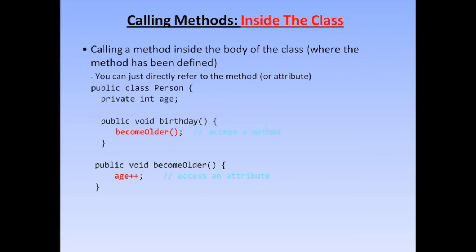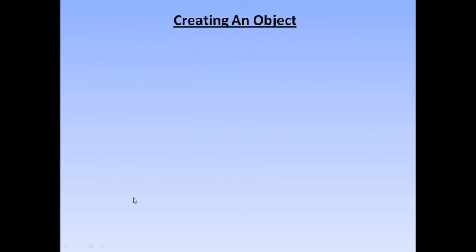Now here you can see there is a class called Person. It has an attribute age, and then there is a method known as birthday, which is calling becomeOlder, and this becomeOlder is defined inside the class itself. So this will run and will not create any problem.